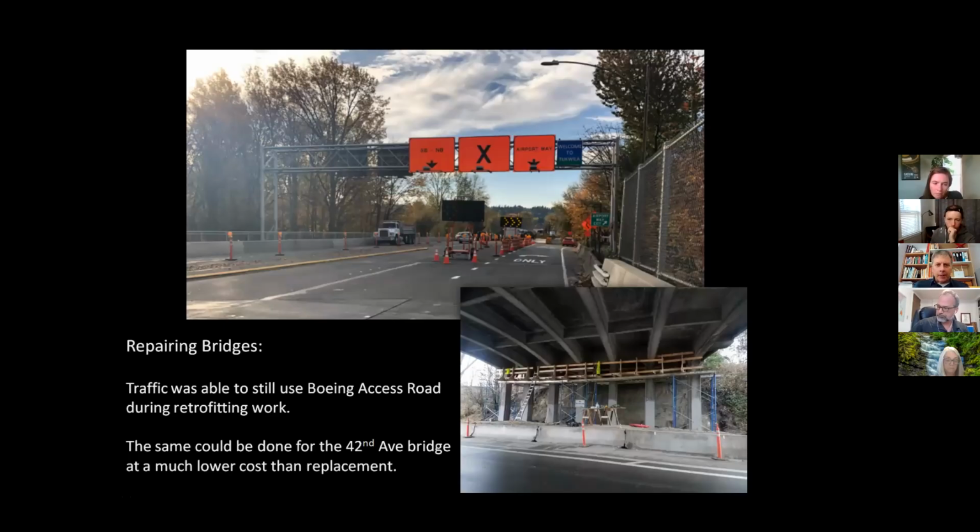I brought this in here because this shows that Tukwila can repair bridges and can even run traffic over them while they're repairing them. This is on Boeing Access Road just a few months ago.